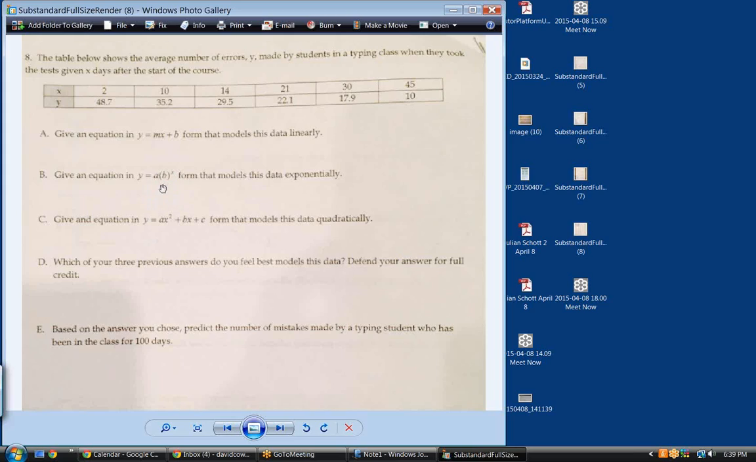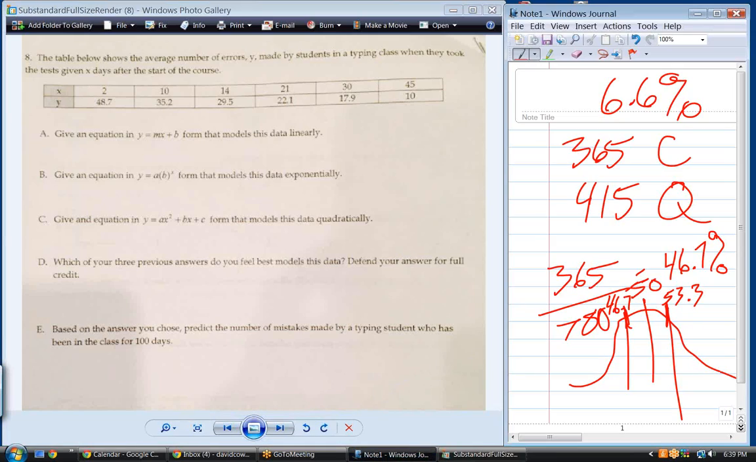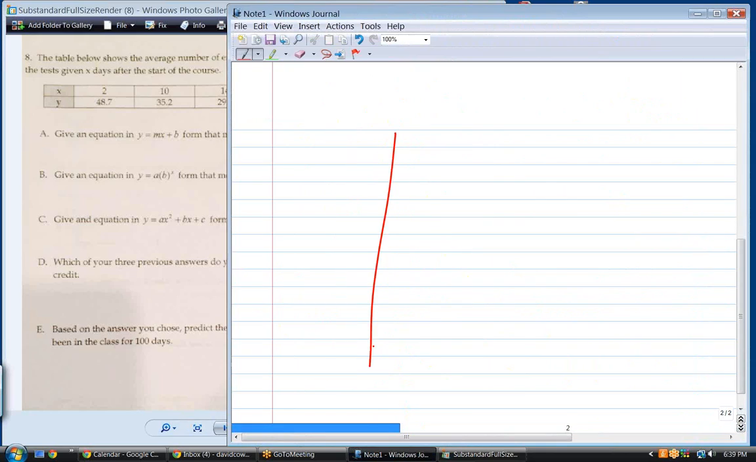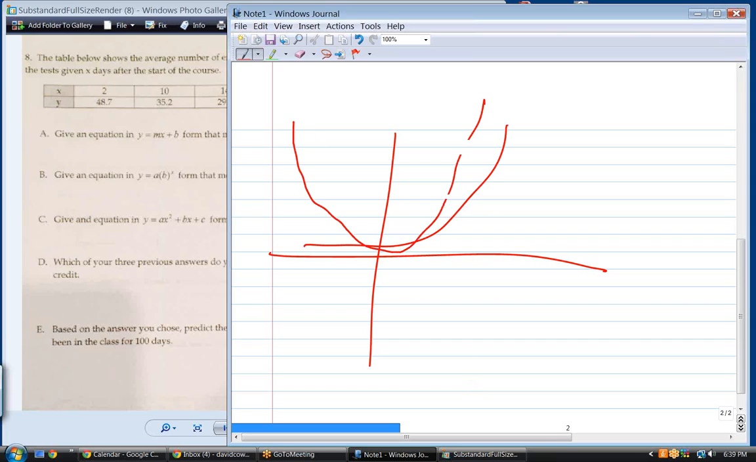Determining whether it's this or this would be tough, because exponential looks an awful lot like the right side of a parabola, right? In other words, exponential looks like this. This is exponential. Well, this is a parabola. So distinguishing between those two, you're almost going to have to use an R score to do it.